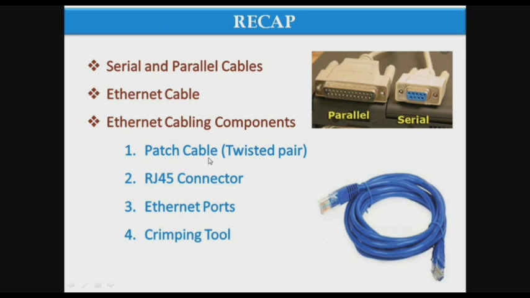The first component of Ethernet cabling is the patch cable, otherwise called twisted pair. There are 8 wires inserted in a single unit, insulated with a plastic cover. The 8 wires are twisted with each other and have different colors: 4 wires are solid color and 4 wires are striped.